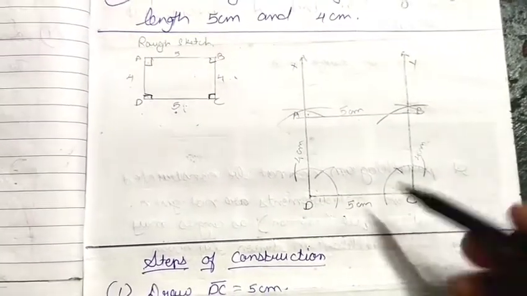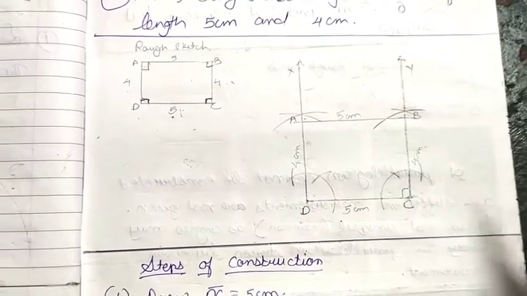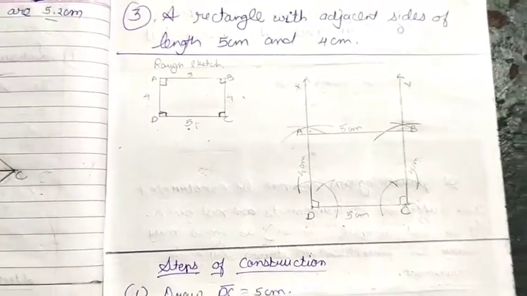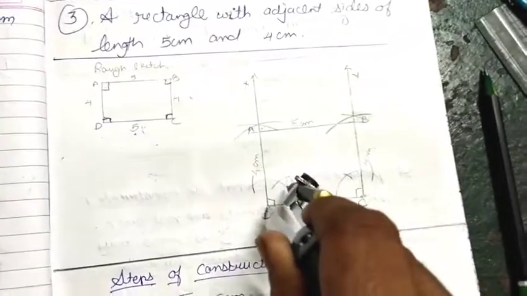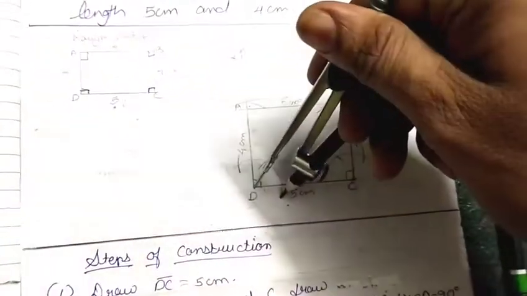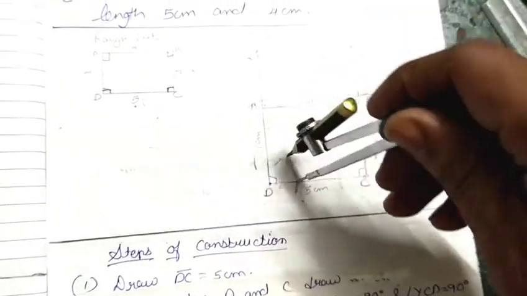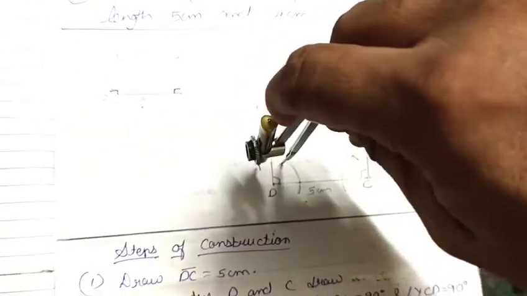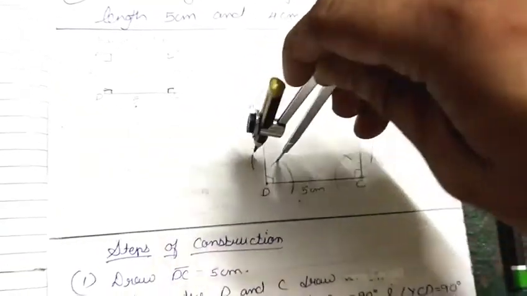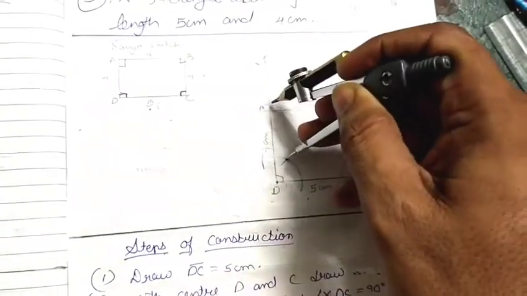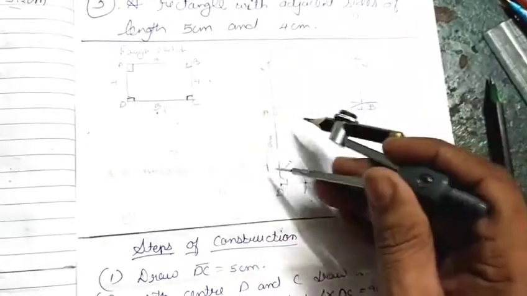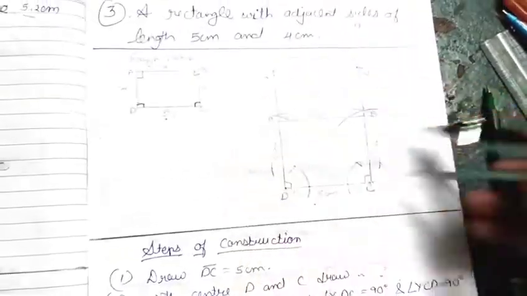Then try to get this 90 degree first. How to get it? Very simple, as you all know. Take any measure and try to draw this arc. At the first cut you will get 60 degree, at the second cut you will get 120 degree. Then the bisector between 60 and 120 gives 90 degree.